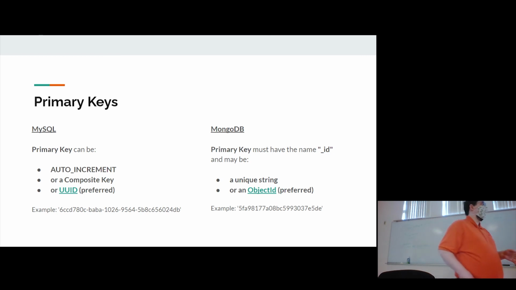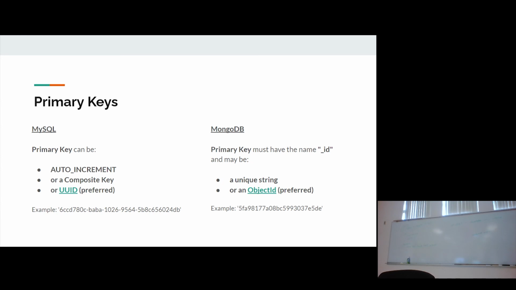Now that primary key can either be a unique string that you come up with using whatever tools you have, or it can be what they call an object ID. So Mongo provides a way to generate these object IDs basically randomly, and you'll get a string like this. Make sense? So those are your options.